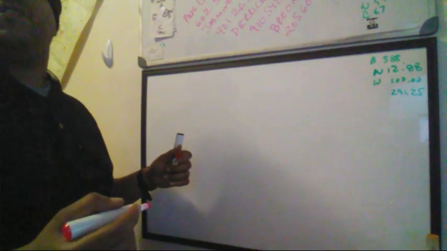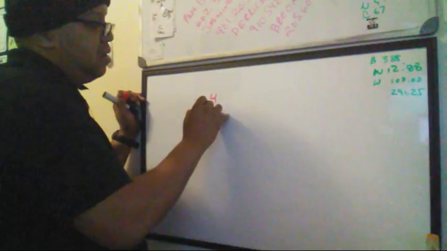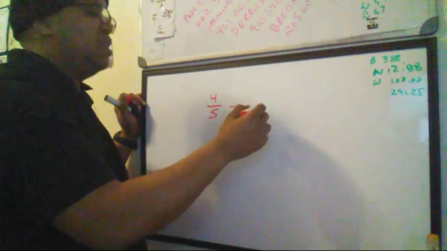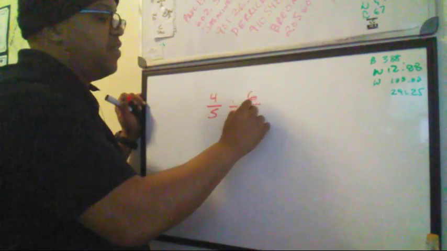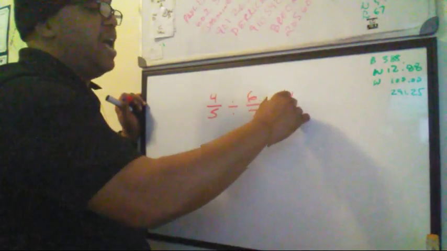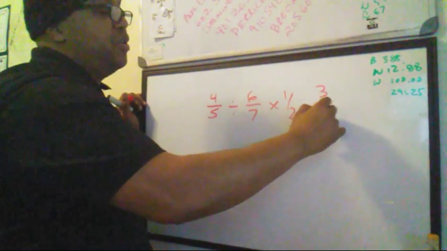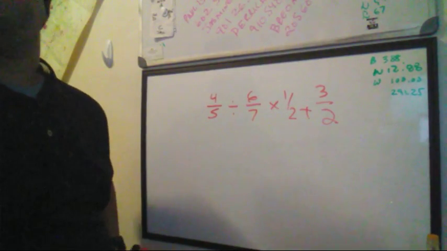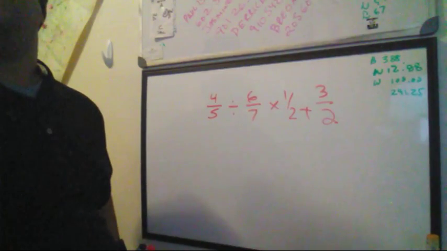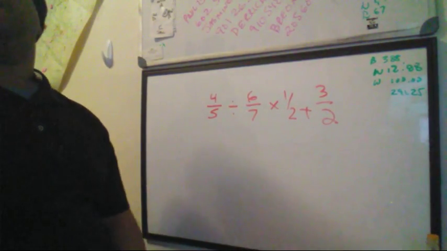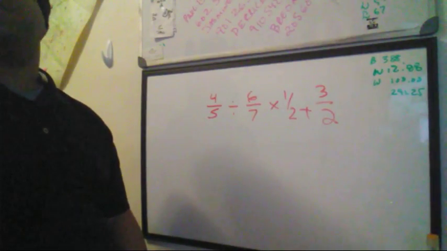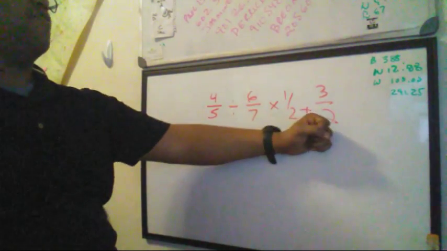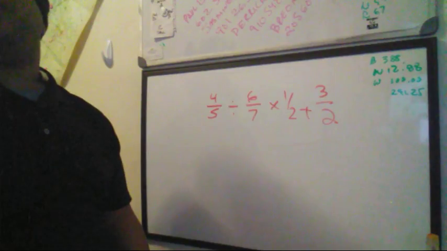4/5 divided by 6/7 times 1/2 plus 3/2. This is how you typed it in. All right, Mario, you're going to have to type in my options. What are the options on the message board? Please, sir. But the way he has it typed, it looks like he has 4/5 divided by 6/7 times 1/2 plus 3/2. And I already know what I'm going to do.